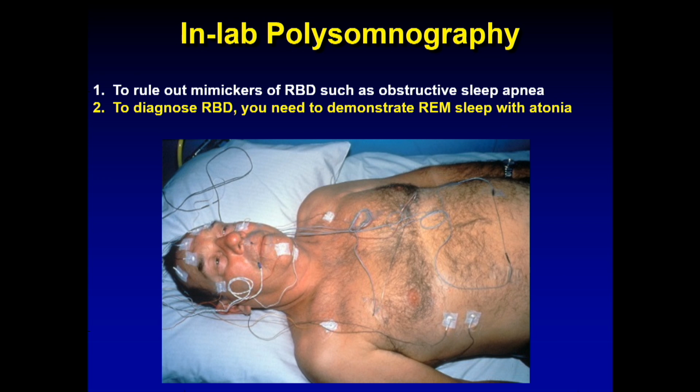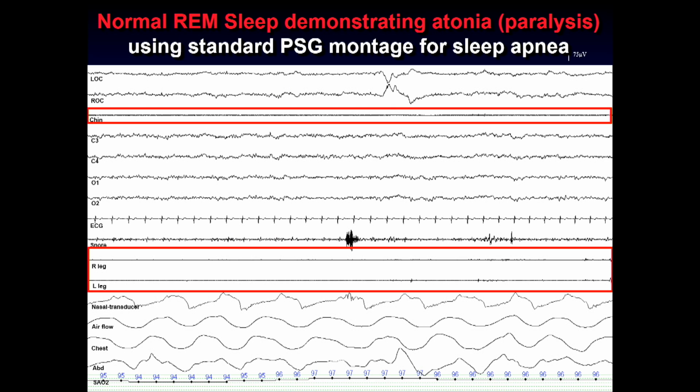The second reason we do a sleep study is to diagnose the RBD, to show the REM sleep without the dreaming. And so this is a 30-second epoch of a normal sleep study. And again, you see the same red boxes, and you see that the muscle tone is flat. There's no muscle activity.